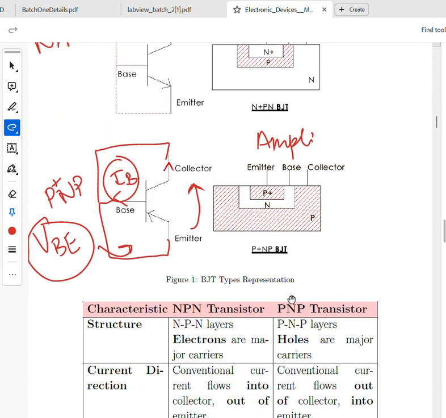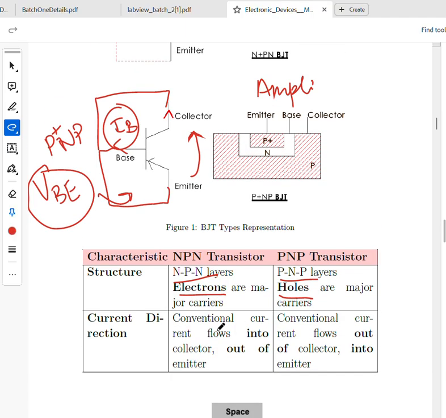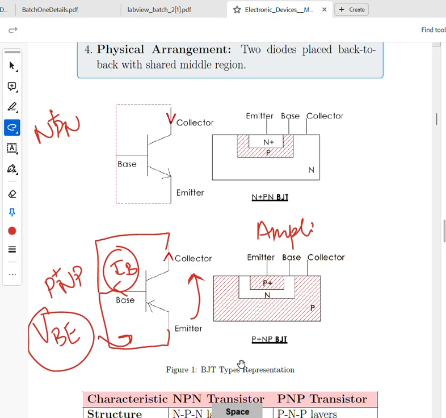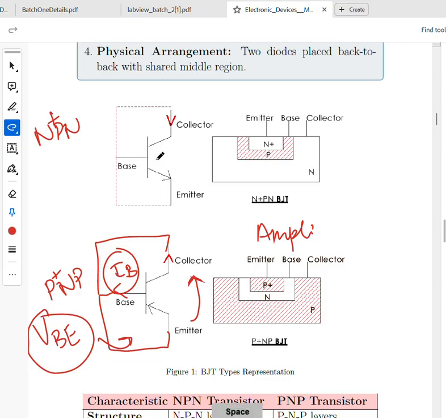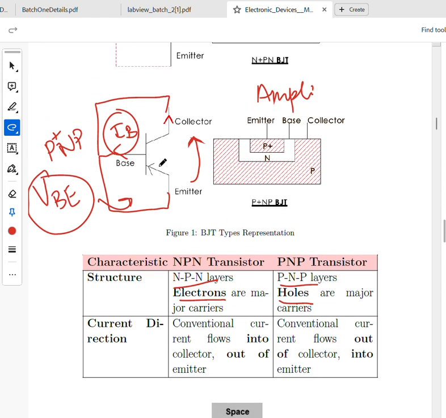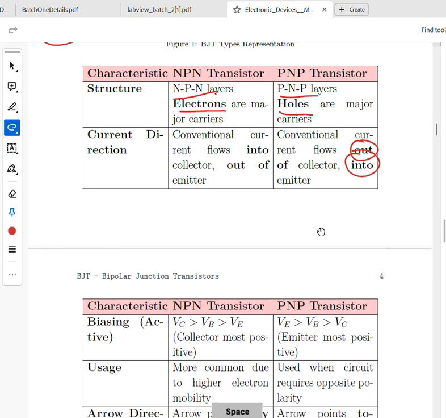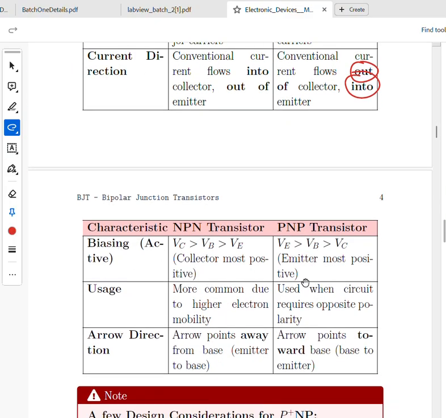Let us consider the PNP junction only. Before we go though, I will just summarize what we have done. In NPN there is transfer of electrons, but in PNP, as we have discussed, there is transfer of holes. Now, conventional current we just discussed. In NPN it flows into the collector and exits out of the emitter. But in PNP, it flows into the emitter and out of the collector. It's the opposite.